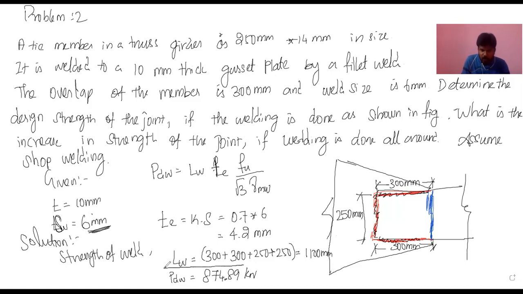So if we substitute this, we get 874.89 kilonewton. So if I'm going to weld the additional 250 mm, the entire section is going to resist approximately 875 kilonewton. If I'm going to weld only in this profile, then this section can withstand only 676. So see the changes. Around 200 kilonewton more is going to be resisted if I'm going to weld all around. So this is the advantage of welded connections.